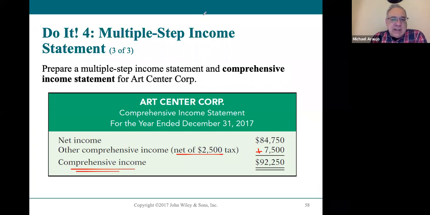So this is something that you're going to have to do for this particular chapter. But you can see that the multi-step income statement just gives you, I think, a good amount of information that you wouldn't ordinarily get by looking at an income statement.